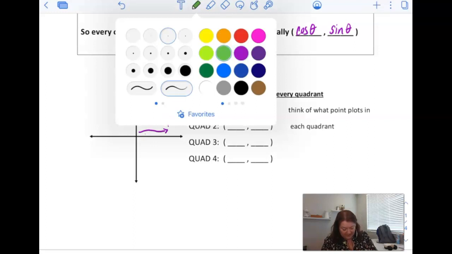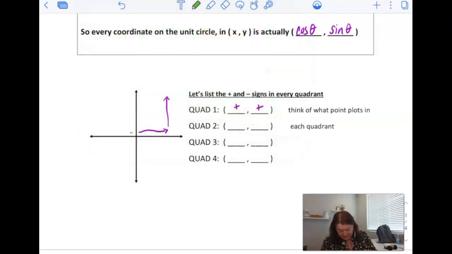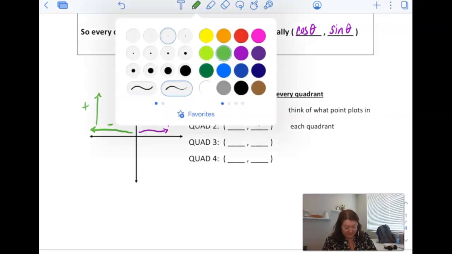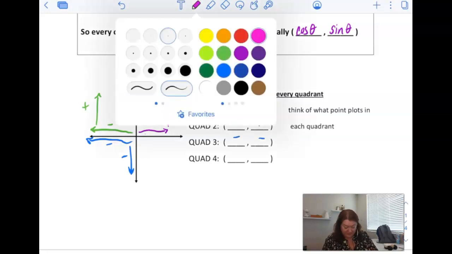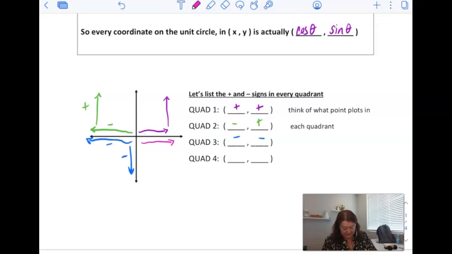If I take a look at quadrant 2, now the x is going negative. So that's another way of saying cosine is x. And this one would still be a positive. All right, looking at the next quadrant, quadrant 3, I'd still be going left first. So that's a negative. And then down, that's also a negative. So that's going to be negative, negative. And quadrant 4, let's see, what color haven't I used yet, is going to be right. That's a positive. And then it's going to go down, which is a negative. So that is plus minus.